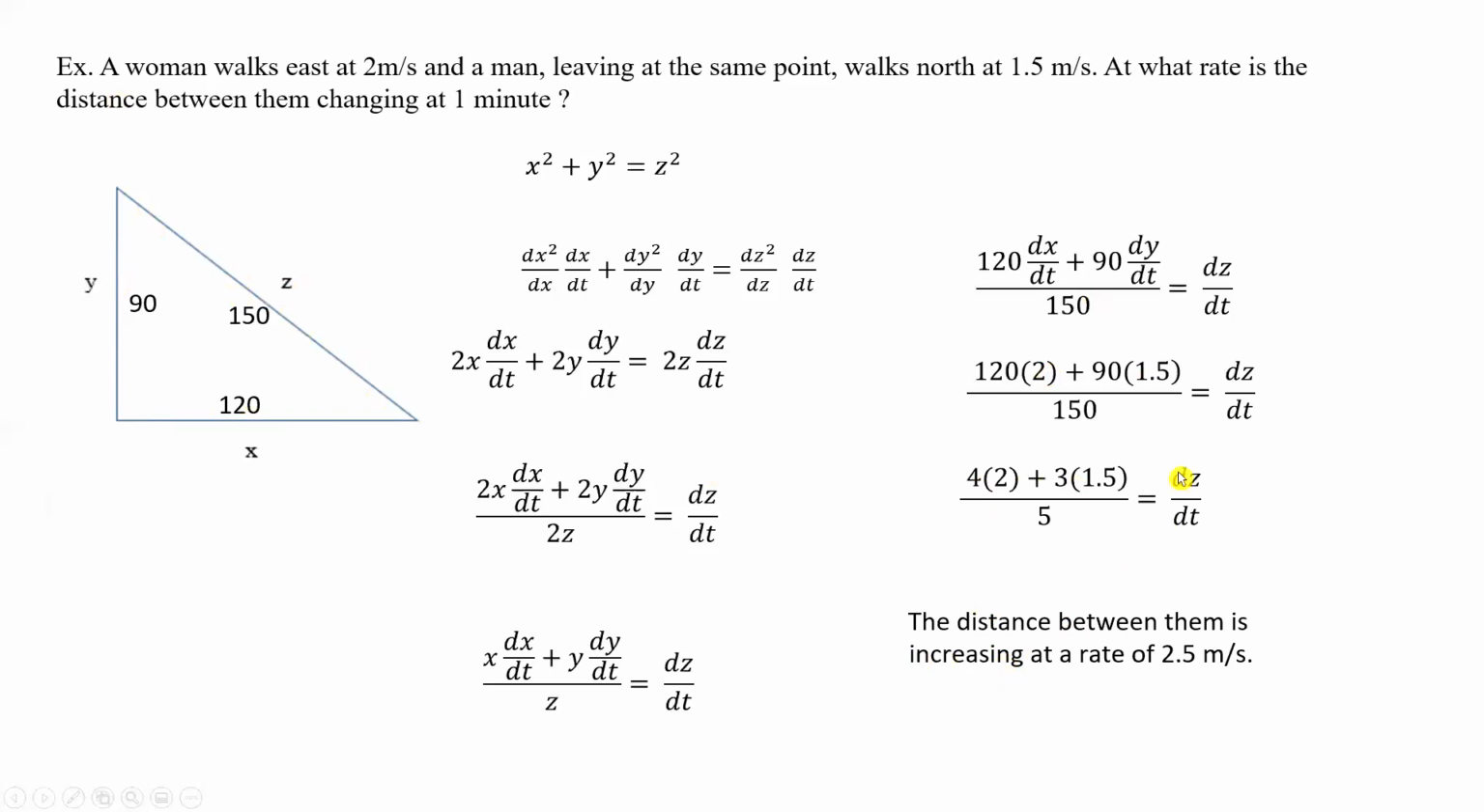In terms of the units, what would z be measured in? That is a distance, and we were measuring distance in meters. t is time, and we were measuring time in seconds. So that's why the distance is changing at 2.5 meters per second.